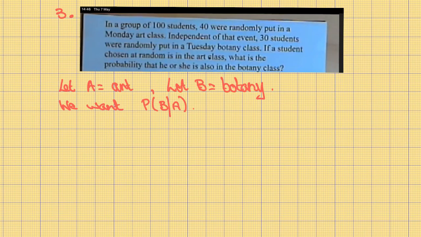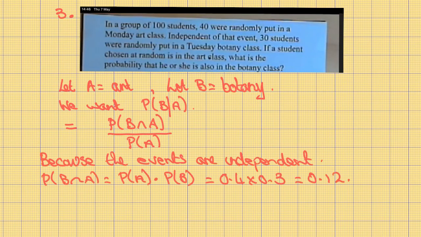We want to find the probability that the student is in botany given that she is in art, which equals the probability of B and A divided by the probability of A. Because the events are independent, the probability of B intersection A is equal to the probability of A times the probability of B, which equals 0.4 times 0.3, which equals 0.12.